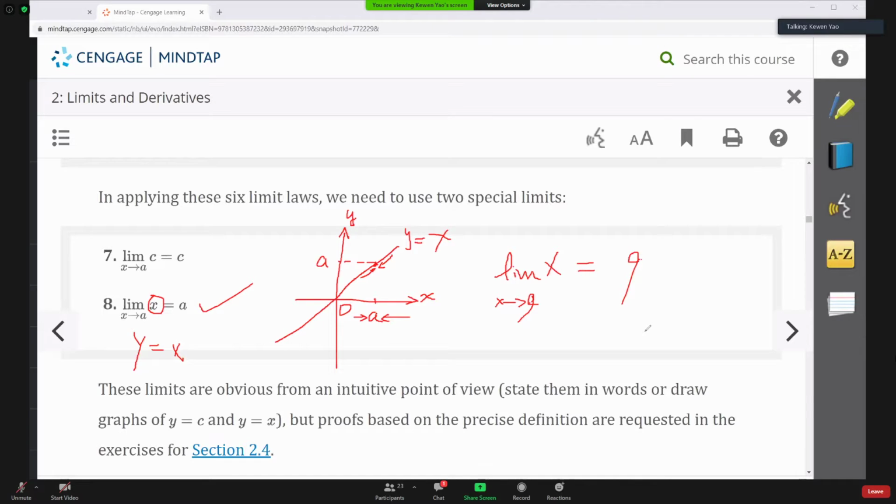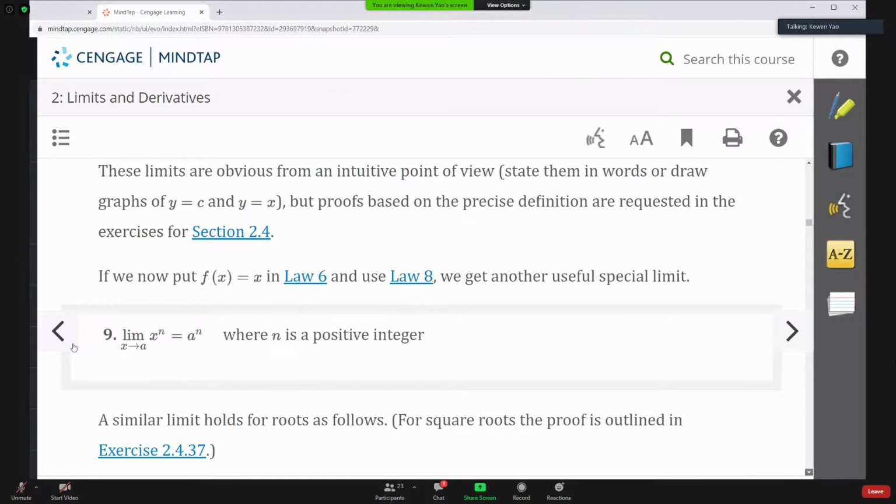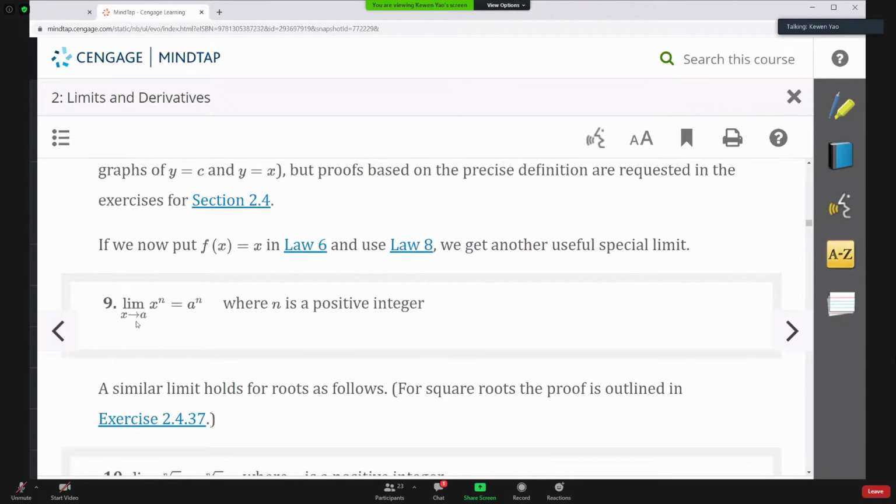This is rule number 8, law number 8, right? Easy to remember: the limit of x as x approaches a is equal to this number. The math is easy if you understand, right? Now, for the limit of x to the n as x goes to a, by using the product law and rule number 8, you can have a to the n. Easy to see.